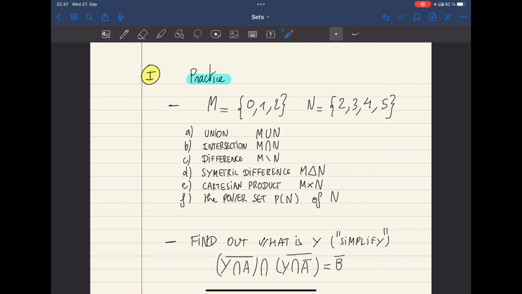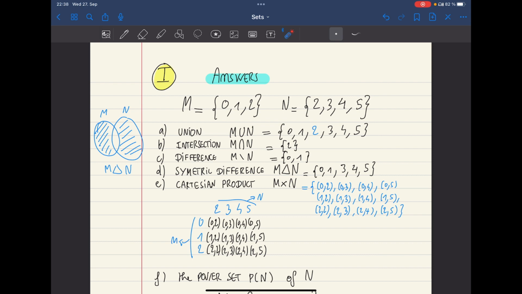I hope you did the exercises. Now we are going to correct them. The answers. So the union is what is in M or in N. Of course, since it's a set, we don't count the same element multiple times. So the 2 is only there one time. The intersection is what is in M and in N. So it's actually only 2. The difference is what is in M but not in N. So it's only 0 and 1.